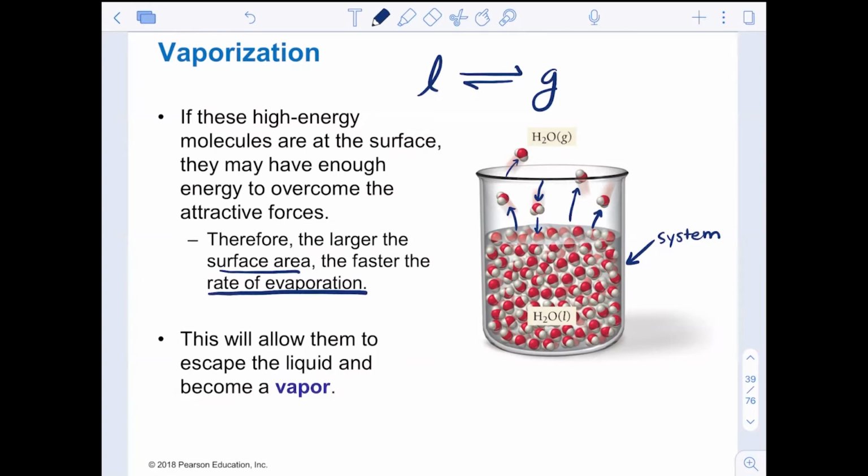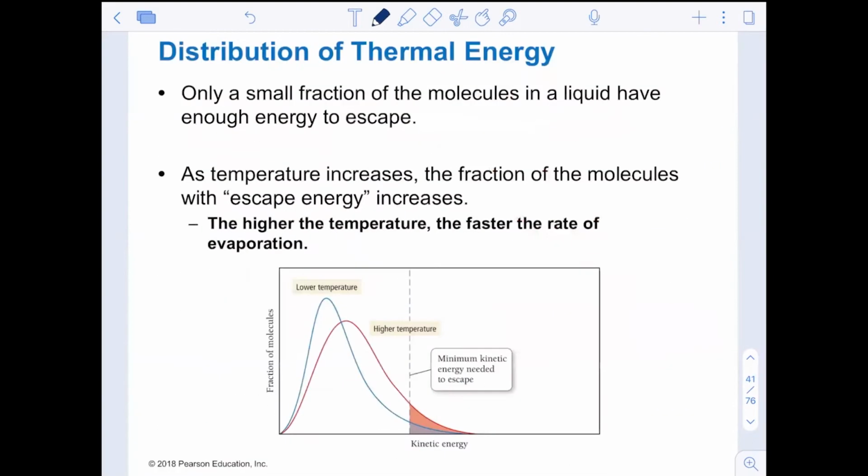We will talk about the kinetics, or how fast or slow something goes, in chapter 14, next unit. Right now, we just want to know that there is this dynamic equilibrium at the surface of a liquid that allows some particles to escape out into the gas phase. And that is what we call vaporization. Fancy word for boiling. Now, only a small fraction of the molecules in a liquid have enough energy to escape at any given temperature, okay? Now, let's just do a glass of water.